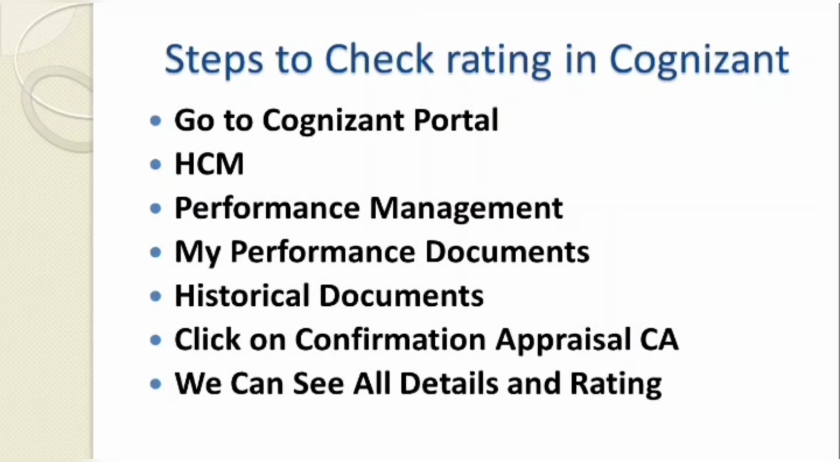If you click on historical documents, one page will open where if you scroll down, there will be a link called confirmation appraisal CA. So you have to click on that confirmation appraisal CA. If you click on that, you will land on one page where your job title, your employee ID, your status, everything will be showing. If you scroll down, you can see your ratings, what rating your home manager has given.